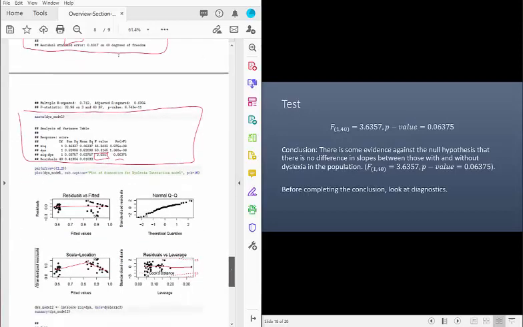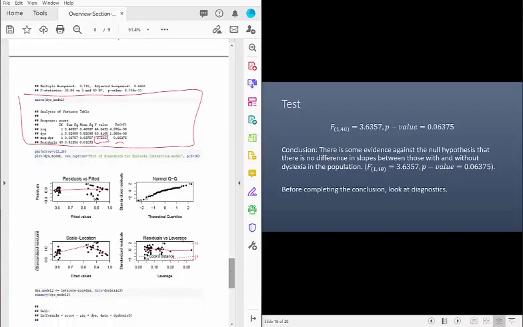So perhaps we're not really seeing that there's any evidence of a difference between those that have dyslexia and those that do not. If we look at our diagnostic plots, we can see that there are definitely some issues with constant variance, as we have a cluster of scores down here and some scores that are much more varied for the larger fitted values. The text gives us some reasons for why we might be seeing these differences.